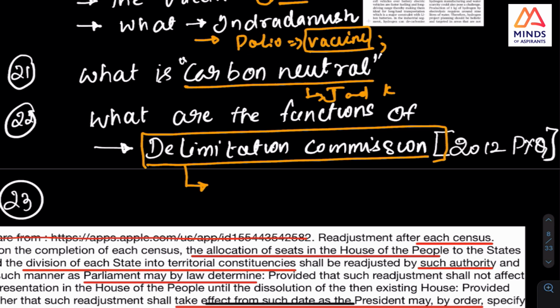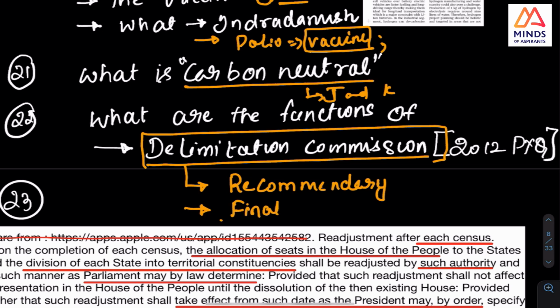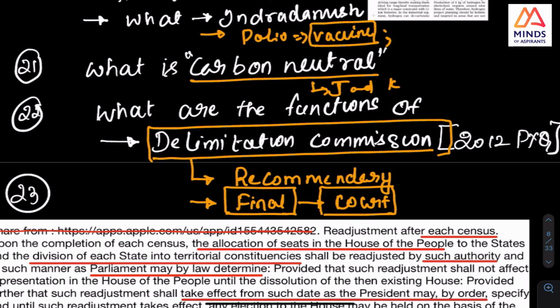And the delimitation commission, if you think about it, the point is whether they are a recommendatory body, or whether their decision is final. And an article came 2 days ago, I think: their decision is final, and it cannot be challenged in court. See, this is the point. Their recommendation is final and it cannot be challenged in court. And this is the point you should know. And they have a law. They are not executive bodies.